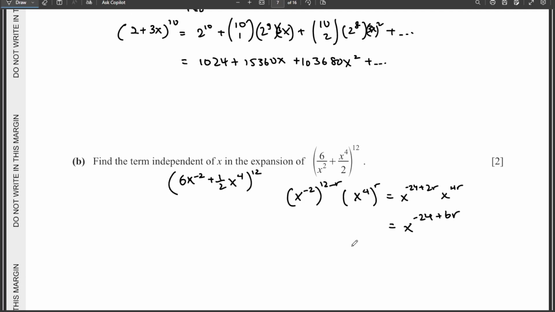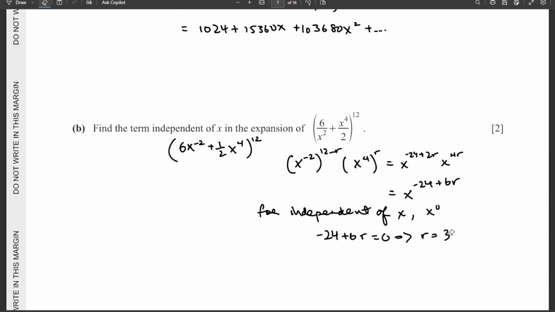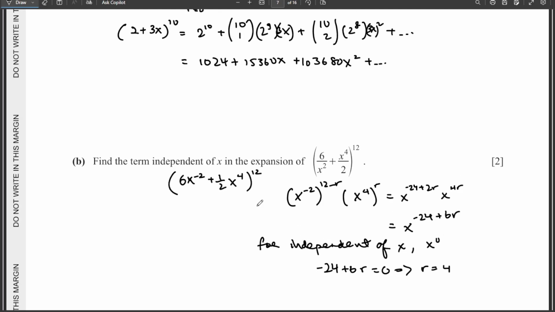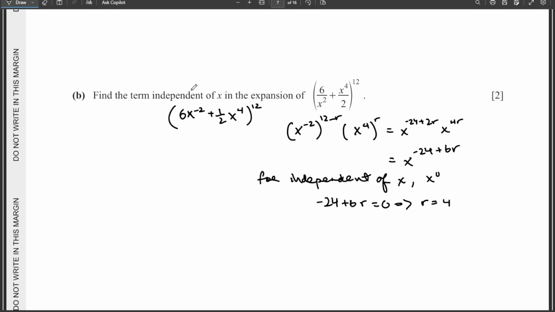Okay, so if we want the term independent of x, the power should be 0. So we set this to be 0, and hence we get r, the value is 4. Right, so we know it's the fifth term. When r equals 4 means it's the fifth term, because r starts from 0.